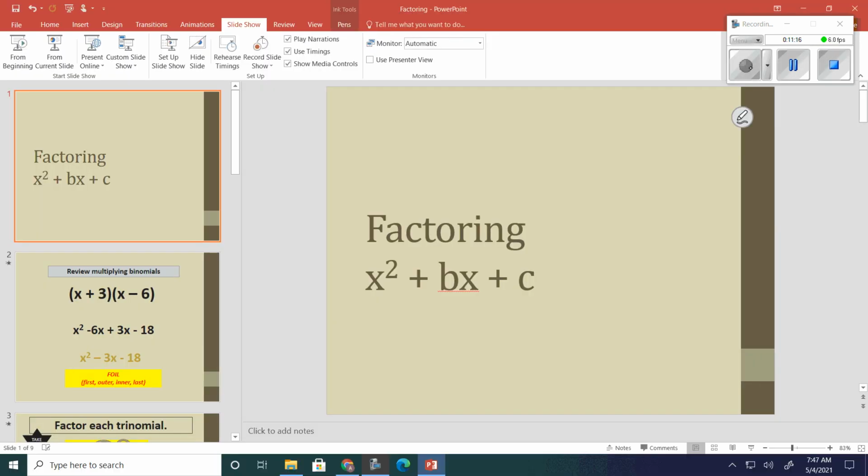So I hope that helps with factoring quadratic trinomials where the leading coefficient is 1.